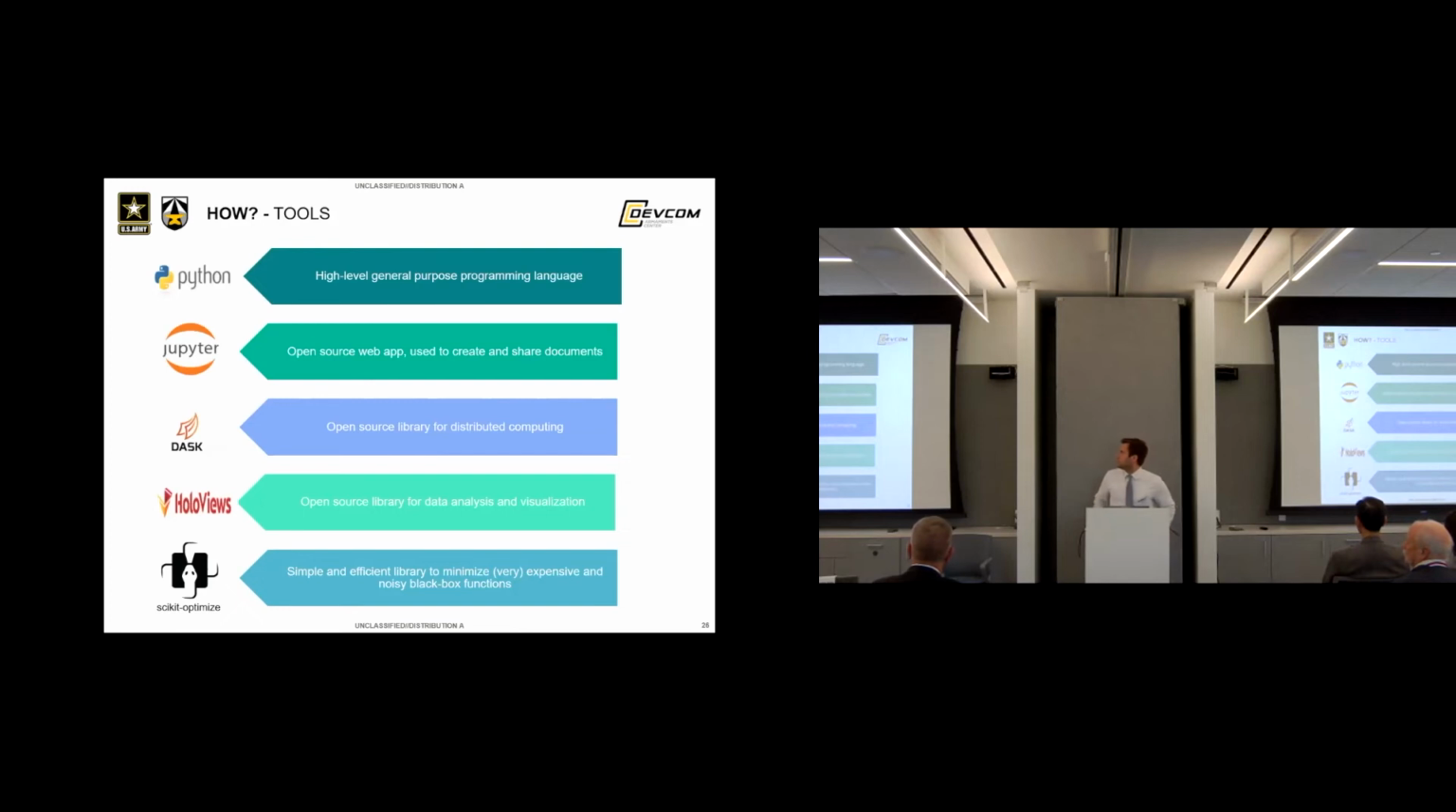Some of the tools that we've used: Python, just a high-level programming language. Jupyter Notebooks is really good just for sharing code and files and visuals. And then Dask is a distributed computing package within Python. So if you have multiple nodes or a high-performance computer, you can distribute a lot of those nodes across different processes within your runtime. And then HoloViews is just a data visualization package. So it's just a lot of interactive graphs, easy to visualize a lot of data all at once.